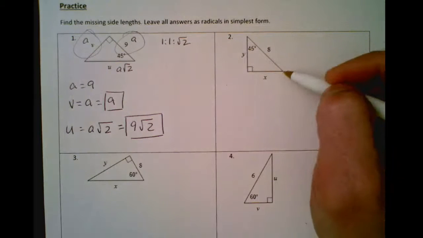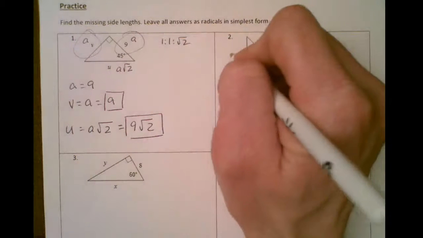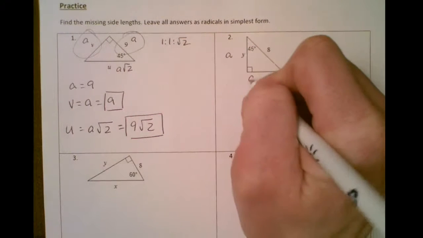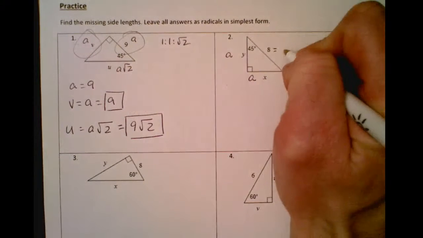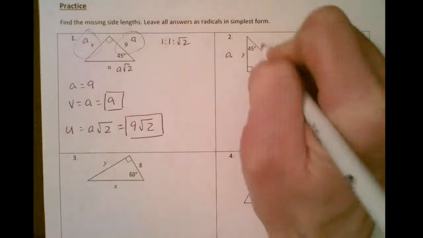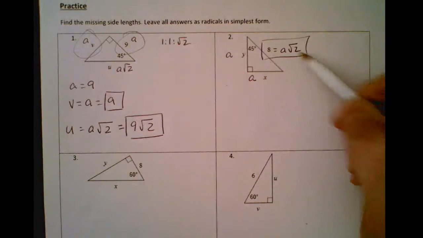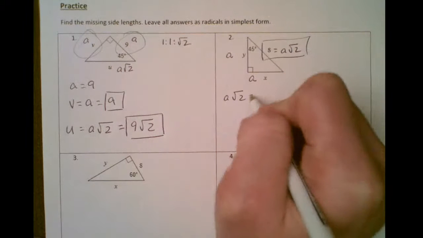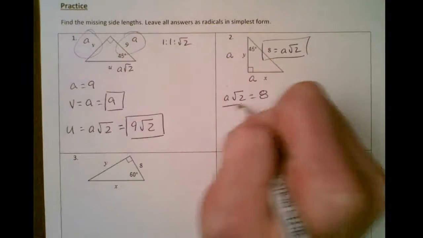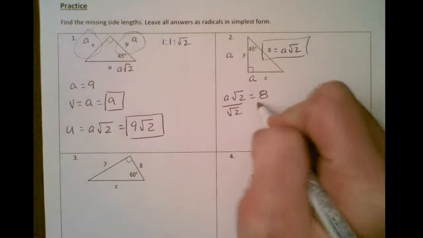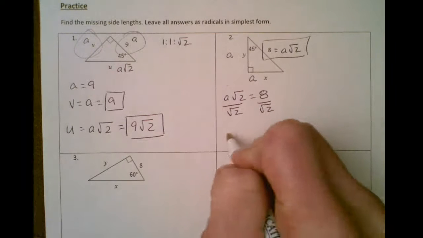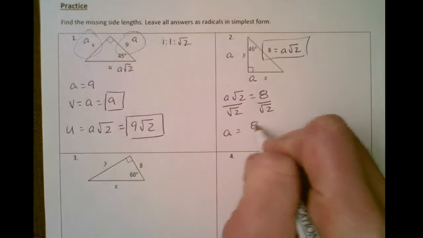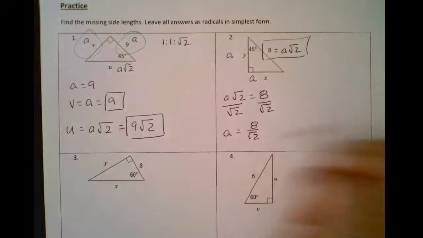So again, here's my two legs, x and y, so I'm going to label those both with an a, and then over here I've got an a root 2, and notice I went ahead and put an equal sign in there. I'm going to rewrite this. I'm going to put my a on the left, so I've got a root 2 is equal to 8. And now I need to divide both sides by root 2. So I get a is equal to 8 over root 2.